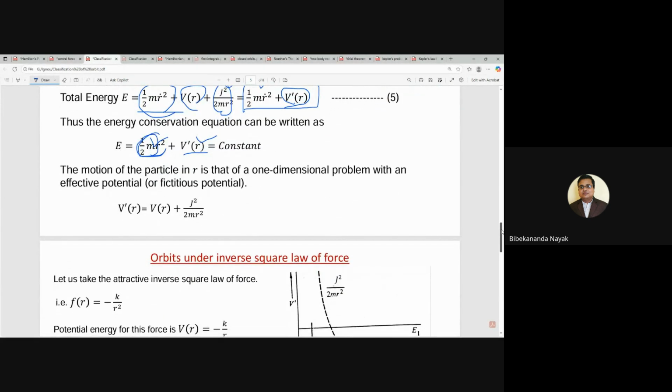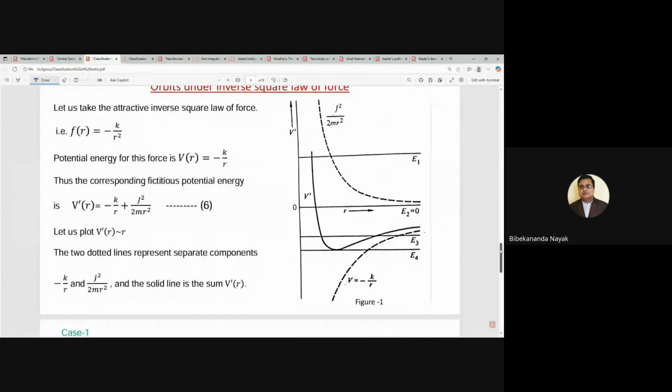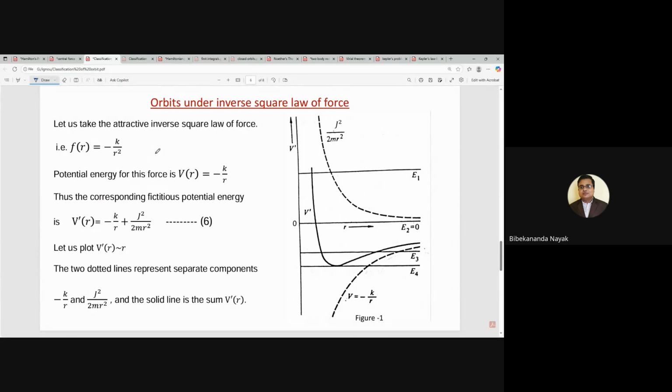So now, orbits under the inverse square law of force, classification of orbits. Planets are revolving around the sun. The actual force is due to the gravitational force, whose magnitude is minus G m1 m2 by r square. Let's say G, m1, m2 are constant; I take k. So the actual force is minus some constant by r square. From this, you can calculate the potential. The force is the negative gradient of the potential, so if the force is minus k by r square, then minus del V by del r is how much?